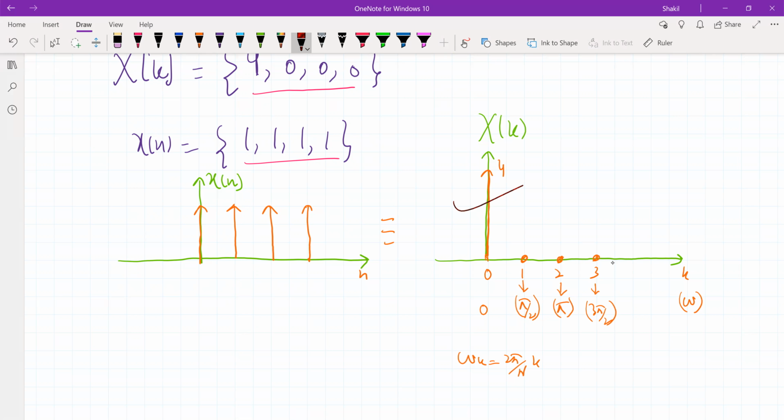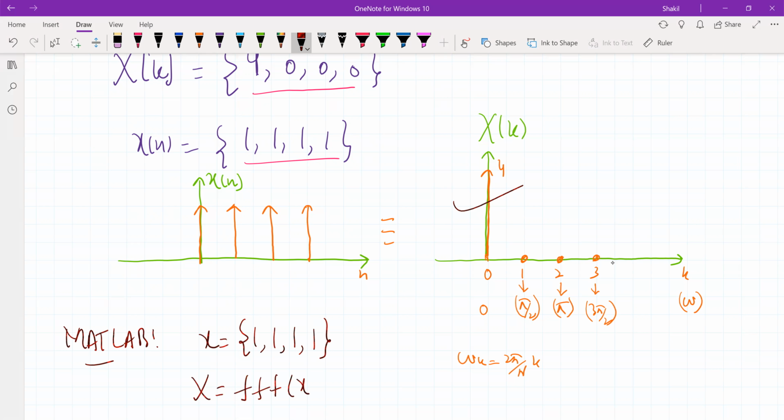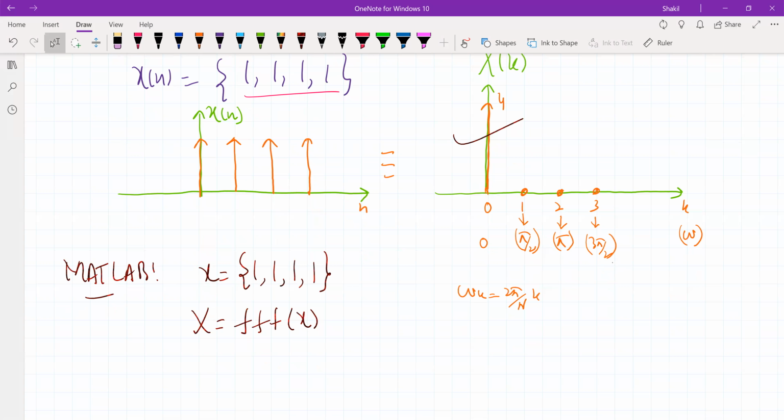Now please try it in MATLAB, where x is this time 1, and check the capital X. Check capital X by typing fft(x), then enter, and check the IFFT also, whether you get the result back. All right, so please check it yourself and interpret the result. So for a constant, the rest of the samples should be 0.